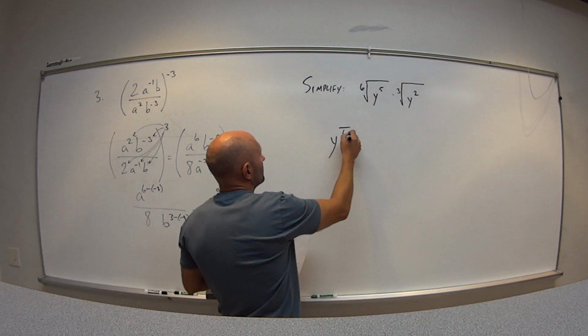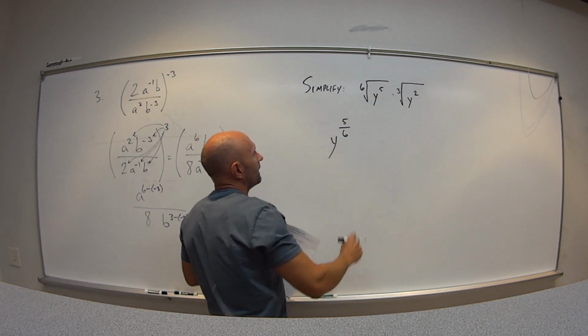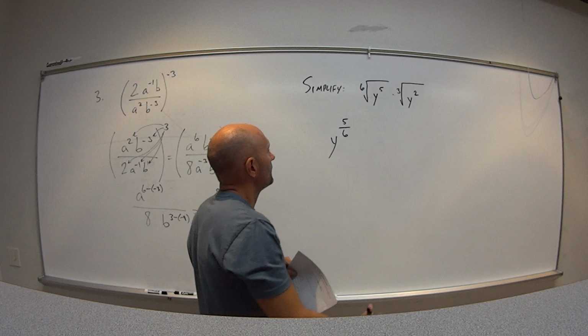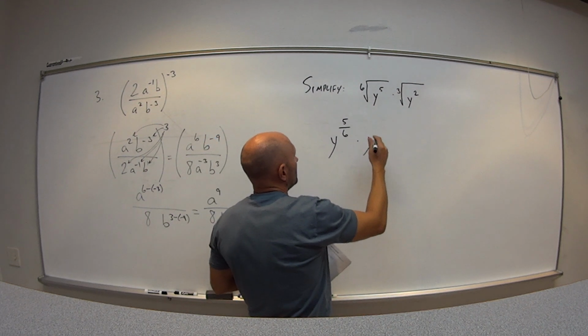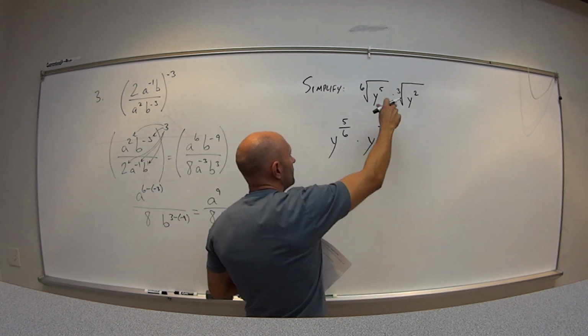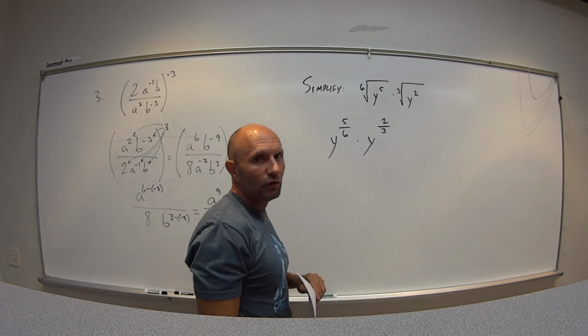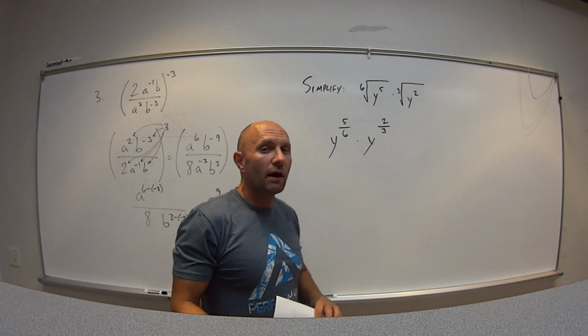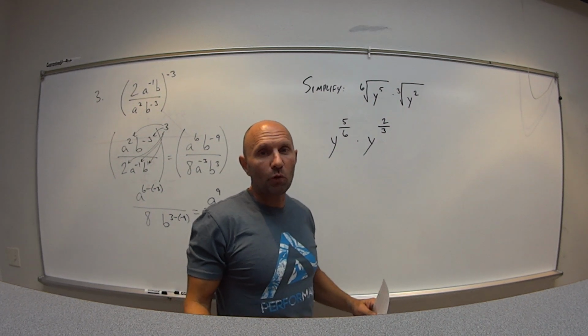So that's going to be 6 in the denominator, 5 in the numerator. And this is getting multiplied by, well, it's a third root, so the 3 goes in the denominator, 2 goes in the numerator. So now can I do this one? And the answer is, of course, yes.